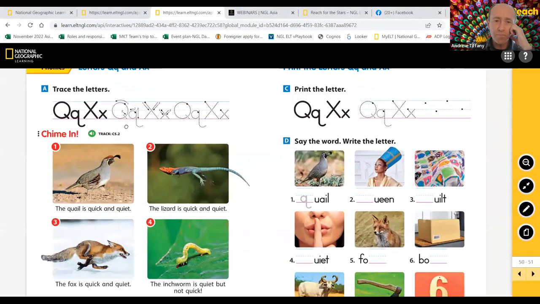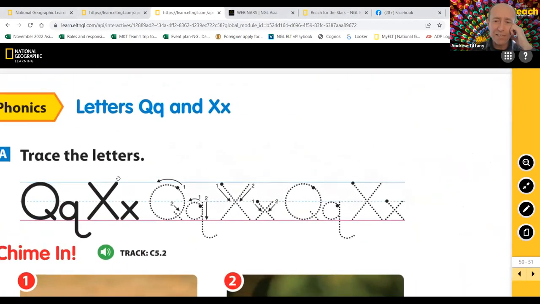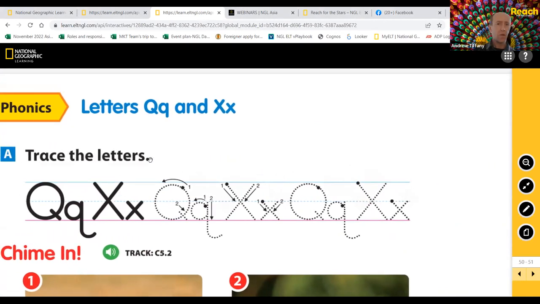Okay, so let's see. We're going to do some letters. Now, what letters can you see here? There's a Q and an X, right? Now, Q, what sound does Q make? Q makes qu, qu, qu, right? Okay, quick, quick. Very good. Well done, Zebo. Very nice. Phonetics.